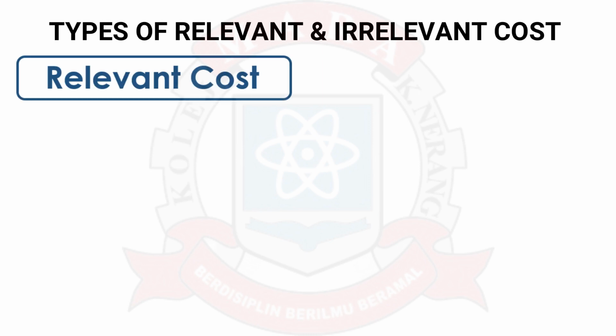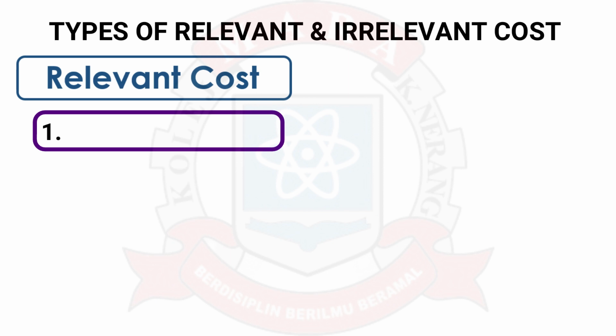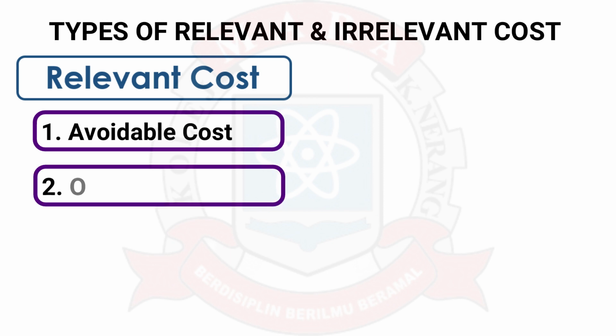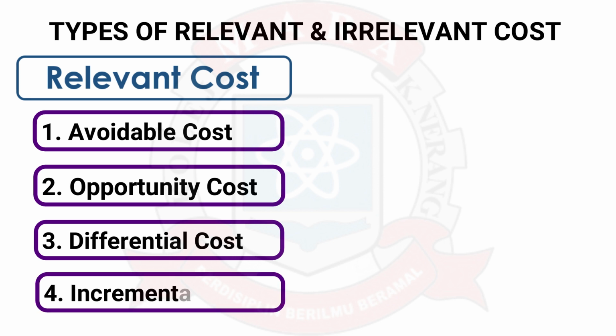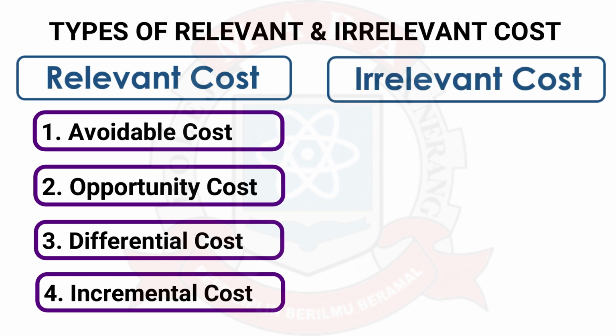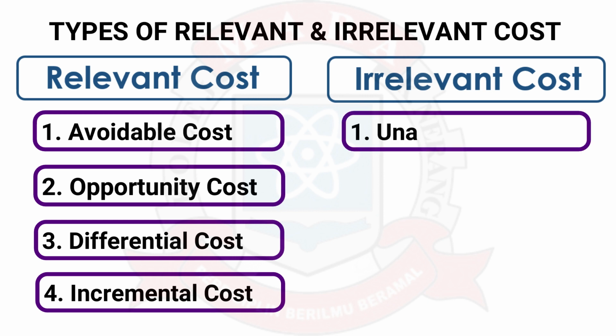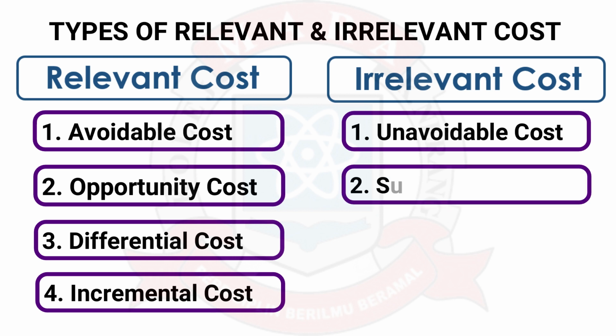Types of relevant costs: number 1 is avoidable costs. Number 2, opportunity costs. Number 3, differential costs. Number 4, incremental costs. But irrelevant costs: number 1, unavoidable costs. And number 2, sunk costs.